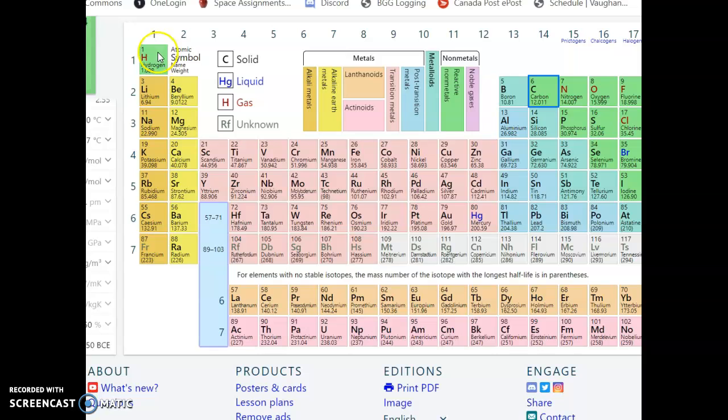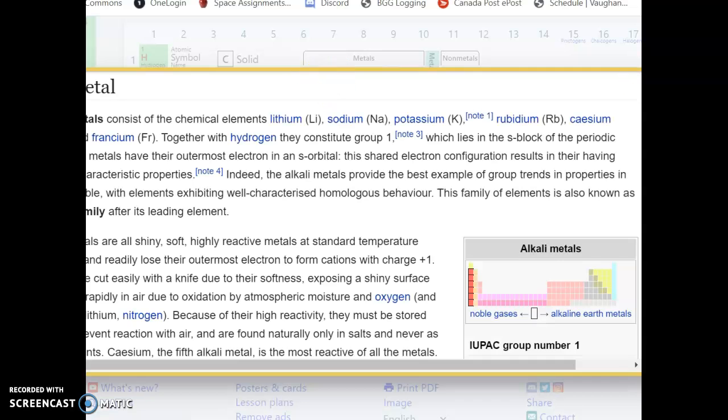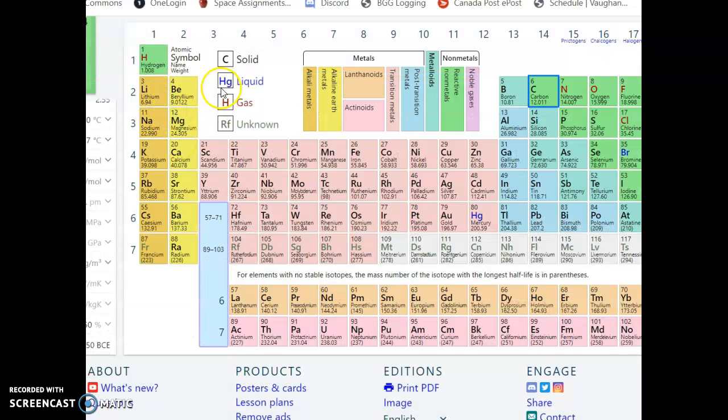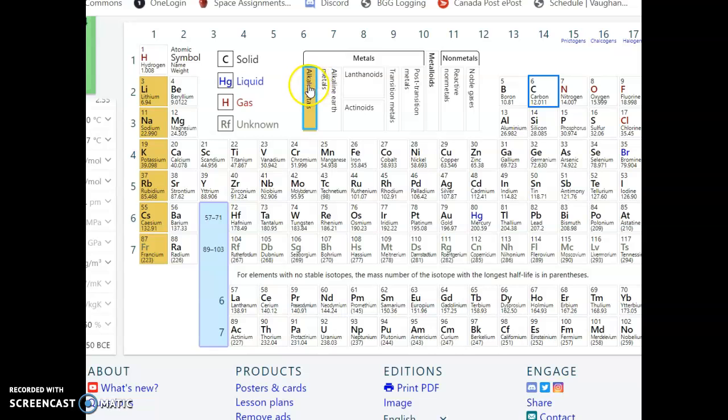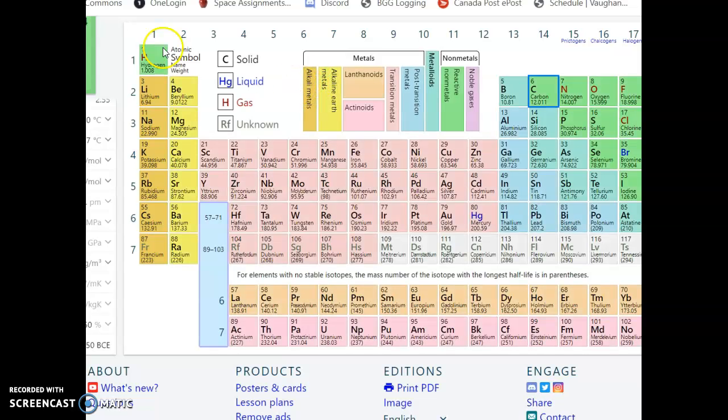If you take a look here, even the colors tell me more about the alkali metals. So the alkali metals are here. Hydrogen is not included. The reason why hydrogen is not included is because it doesn't fit the characteristics of this family. All of these elements are solid, all of these elements are metals, and all of these elements are very reactive. Hydrogen is a gas, and hydrogen is not a metal. So it's kind of like one of these things is not like the other.